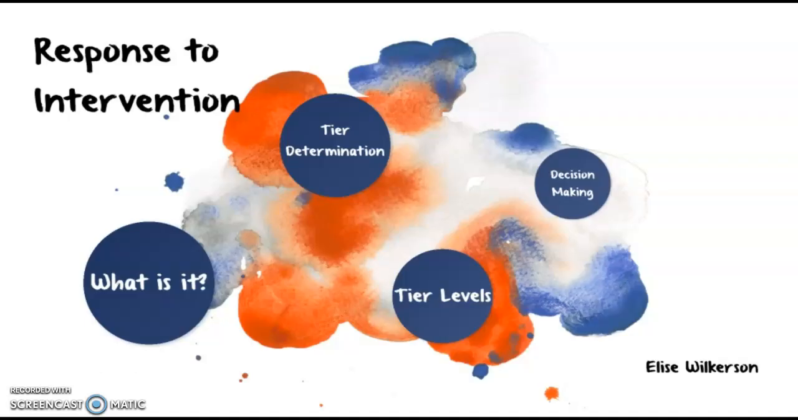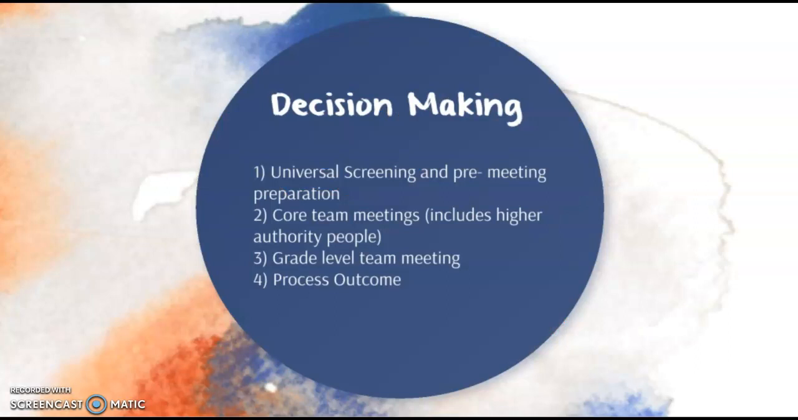All right. And lastly, the decision making and how it's done. So number 1 is the universal screening and the pre-meeting preparation. The second is the core team meetings, which includes higher authority people like your principal and counselor. And the third thing would be the grade level team meeting. And then the last thing would just be the process outcome and what happens next.